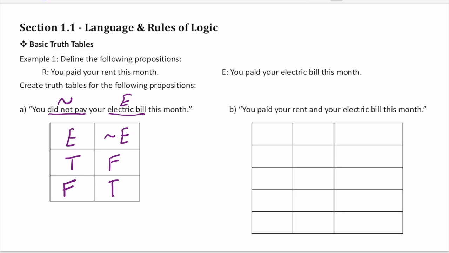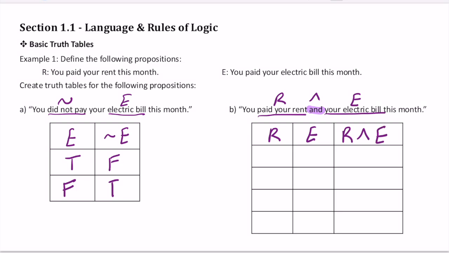The next proposition is, you paid your rent and your electric bill this month. We start by using symbols to represent this proposition. You paid your rent is represented by R, and you paid your electric bill is represented by E. We will write these in the first two columns of the truth table. This proposition uses the logical connector AND, which is represented by the wedge symbol. We will write our proposition in symbols in the rightmost column.